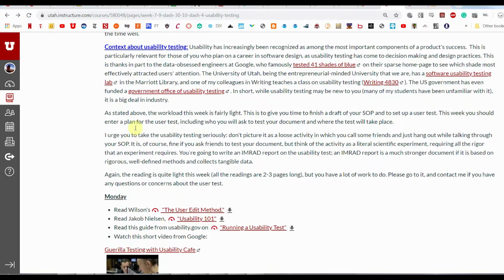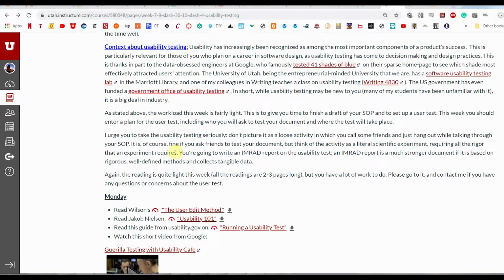And I also want to quickly make a point of reiterating this idea. I urge you to take the usability testing seriously. Don't picture it as a loose activity in which you call some friends and just hang out while talking through your SOP. It is of course fine if you ask friends to test your document, but think of the activity as a literal scientific experiment requiring all the rigor that an experiment requires.